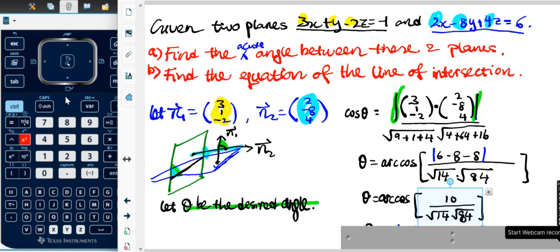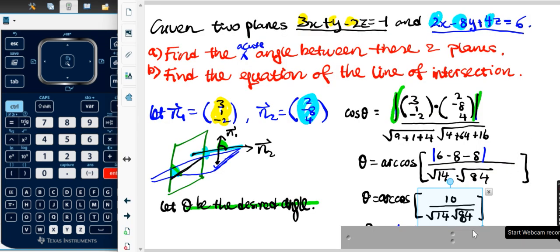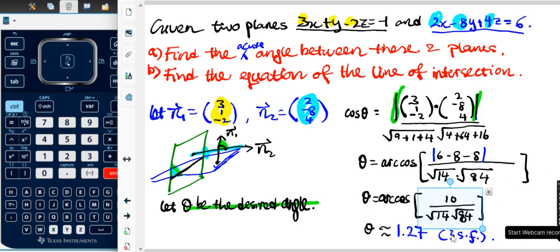14 times 84. So right now we go back to 14 times 84, right? And then press enter. So my answer is 1.27 to 3 significant figures. Okay, 1.27 to 3 significant figures. That's the angle. So this is the acute angle.